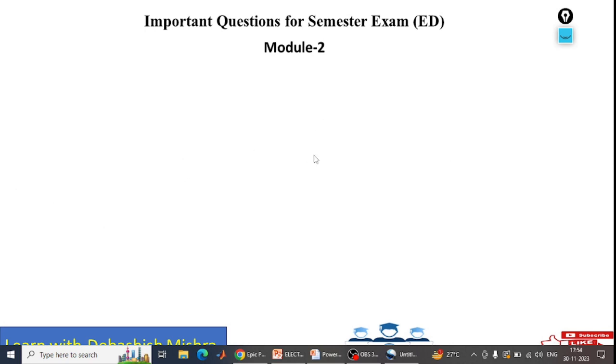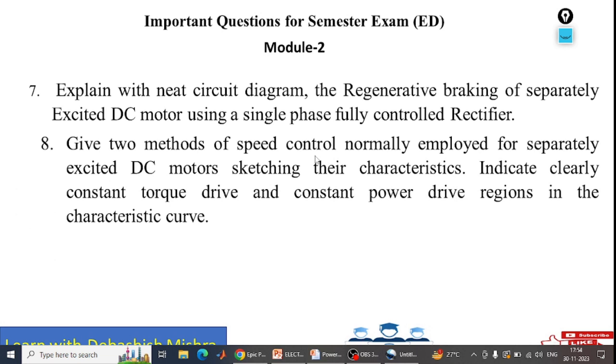Going to module 2. Module 2 is very long, and so many important questions are there. Maximum long questions are from module 2. Module 3 very less, module 4 also less, but module 2 is very important. Module 1 and module 2, in module 2 you will find maximum long questions.